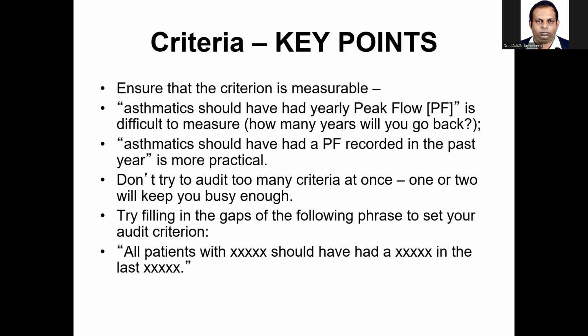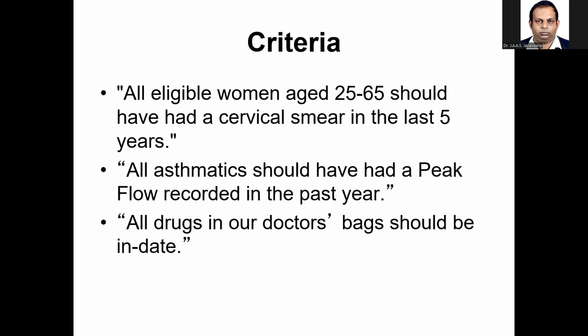Key points. Ensure the criteria is measurable. Asthmatics should have had a yearly peak flow is difficult to measure. Asthmatics should have had peak flow recorded in the past year is more practical. Likewise, we need to think about the topic, like what we are doing in research. Here also, in clinical audit, we have to think and go ahead. All eligible women aged 25 to 65 should have had a cervical smear in the last 5 years. All asthmatics should have had a peak flow record in the past year.